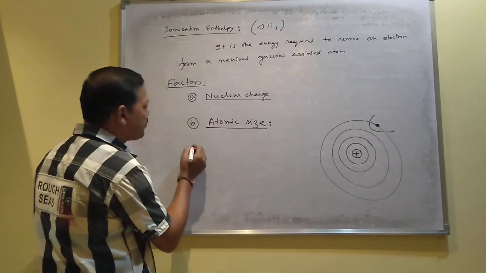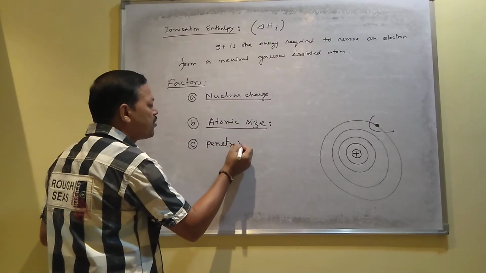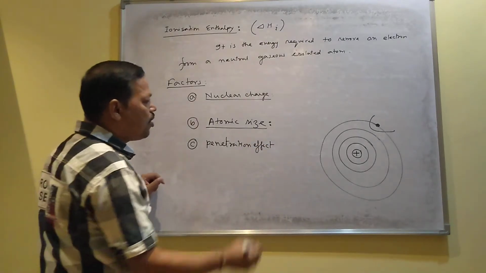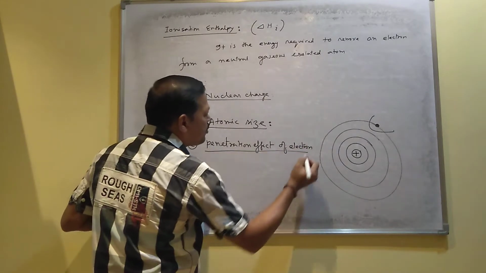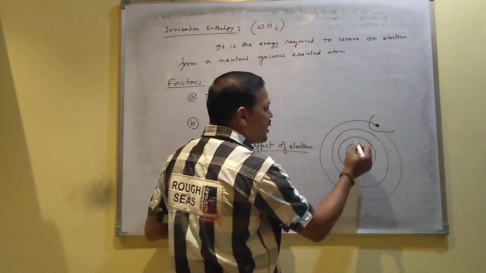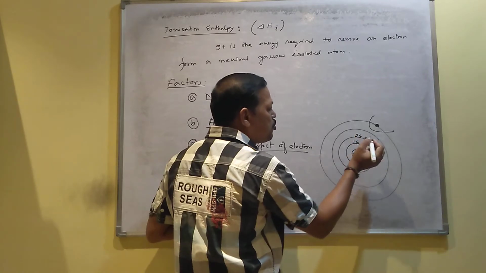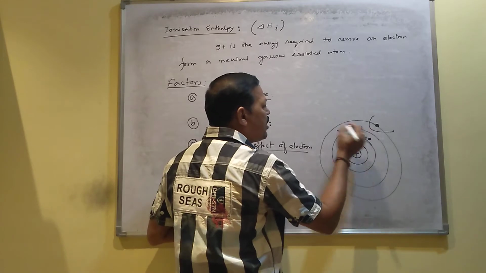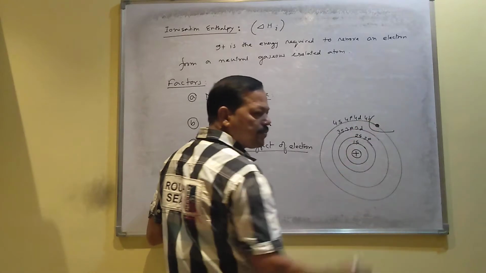Number 3 factor, which is called the penetration effect. Penetration effect of electron. What is the penetration effect? You know, the first cell contains only one orbital, 1s; the second cell contains 2 subcells, 2s and 2p; the third cell contains 3 subcells, 3s, 3p and 3d; and the fourth cell contains 4s, 4p, 4d and 4f.